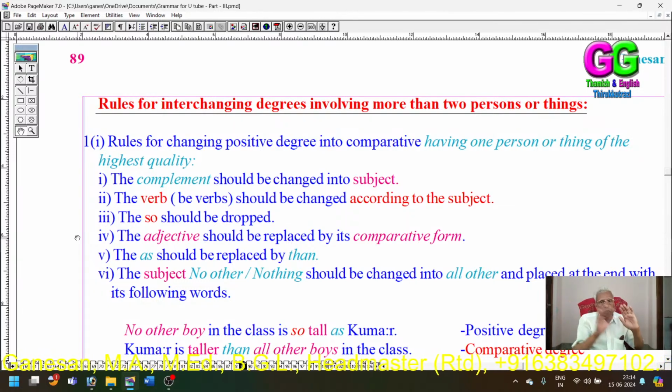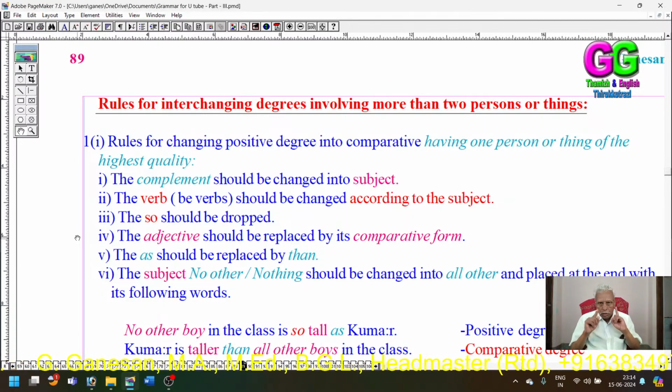So, thus we have seen comparing three or more persons or things. When comparing three or more persons or things, if there is only one person or thing having the highest quality, there are some rules. When there is more than one person or thing having the same highest qualities, some different scales are used for that.